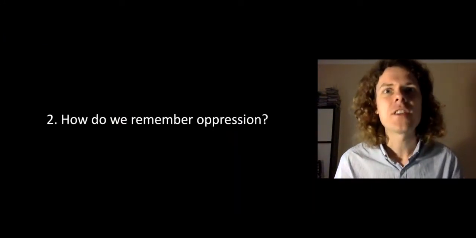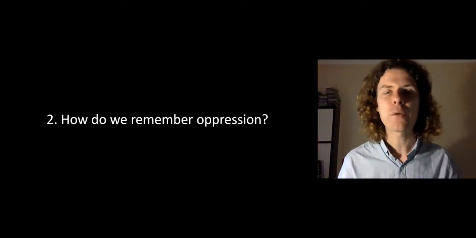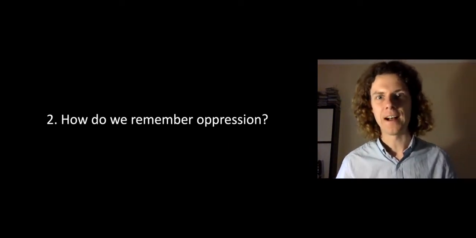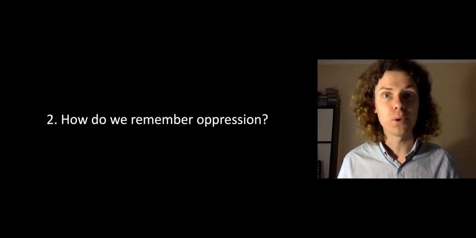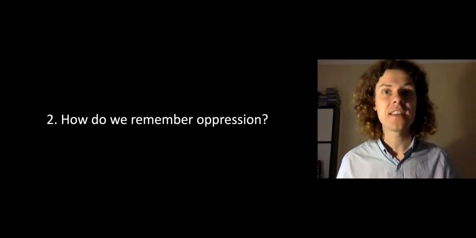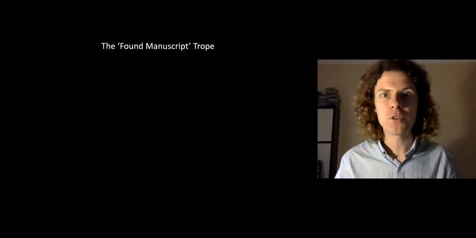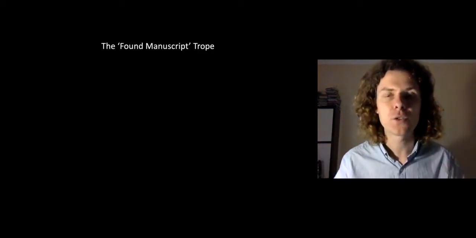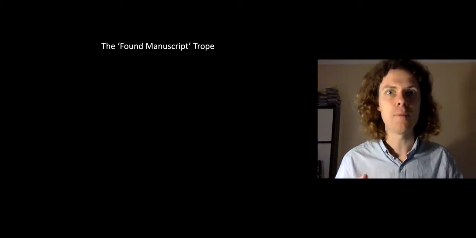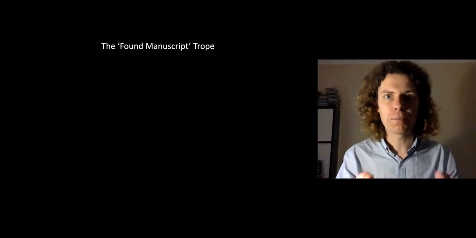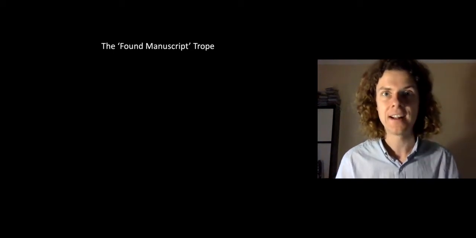Okay, the second question that the two novels pose is, how do we remember oppression? And both of the novels actually explore this theme using the same literary technique, which makes it quite easy to compare them. Both of them used what's sometimes called the found manuscript trope. A trope is just another way of saying literary technique. So in a found manuscript novel, the novel pretends, instead of being a novel, it pretends to be a document that someone's found in a box somewhere.